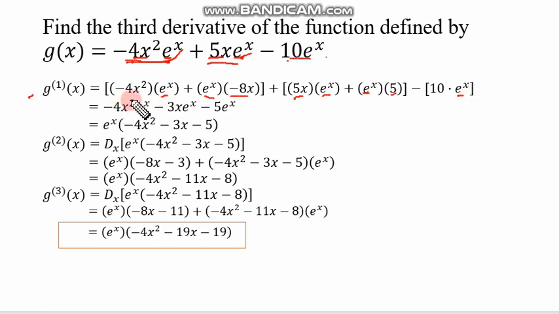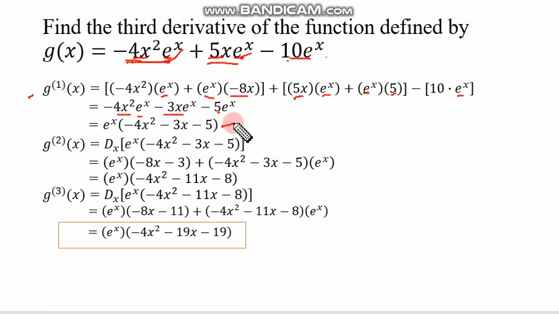Okay, we will solve: negative 4x squared times e raised to the x minus the negative 8x e raised to the x plus 5x e raised to the x, that's negative 3x e raised to the x, and 5 e raised to the x minus 10 e raised to the x, that's negative 5 e raised to the x. So to simplify that, that's e raised to the x times the quantity of negative 4x squared minus 3x minus 5. That's the first derivative.